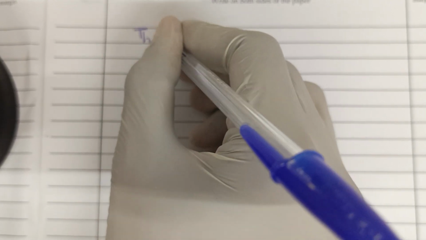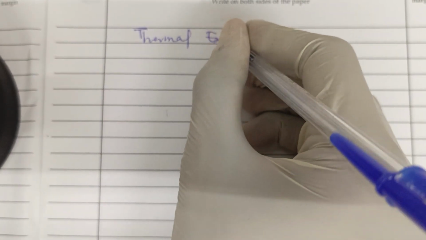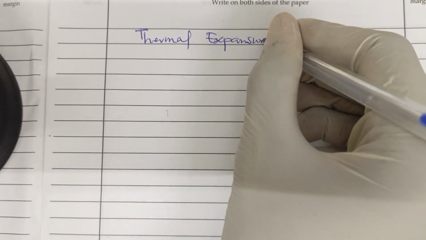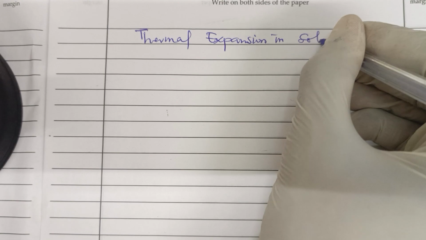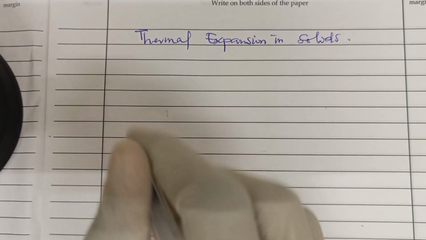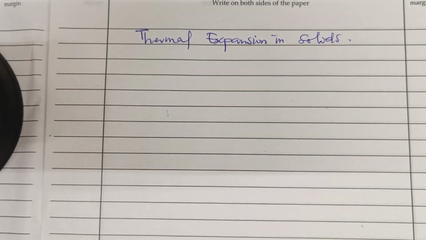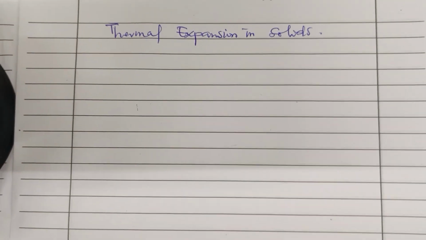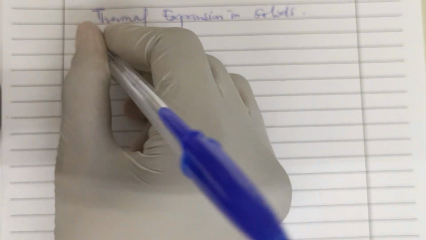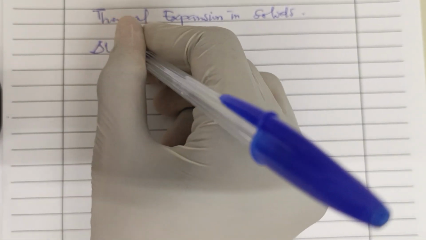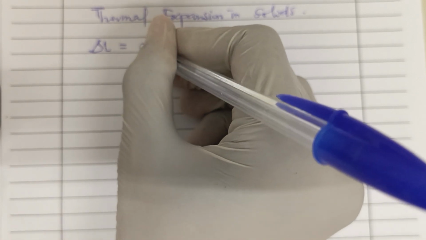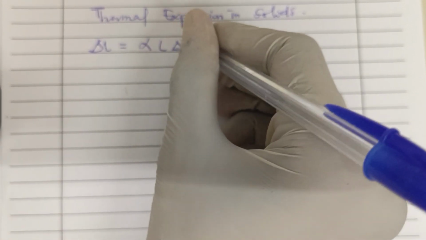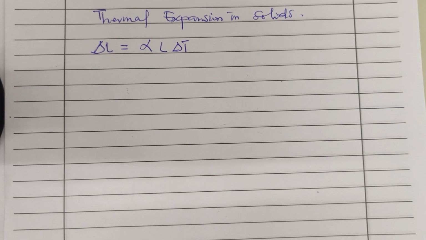Okay, so we are looking at thermal expansion in solids. Now, there's a part 1 of this video on how the values for L and T are obtained. We are looking at the theory side. This is the formula for thermal expansion in solids.